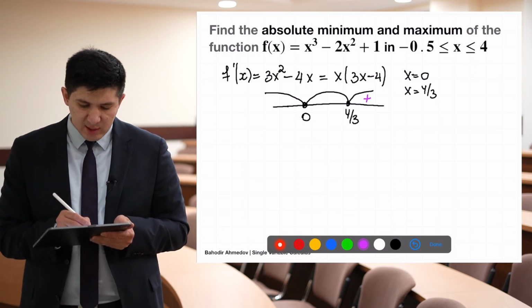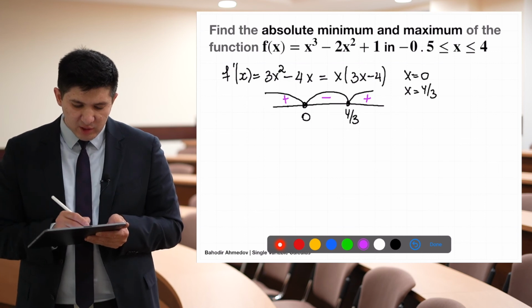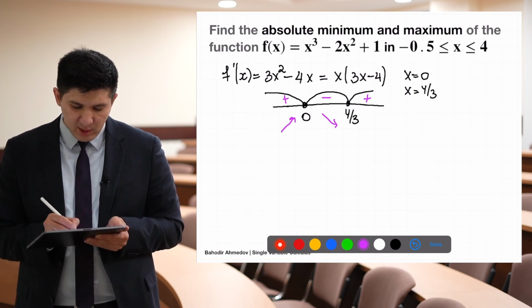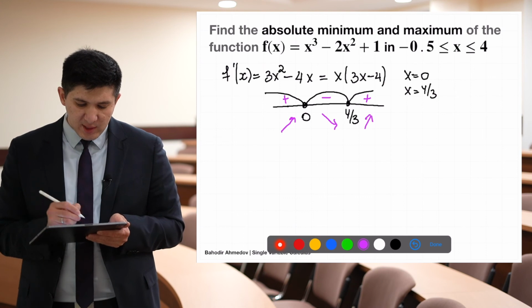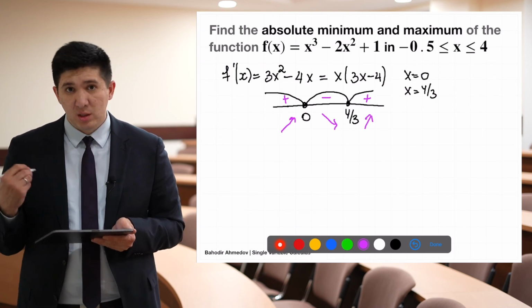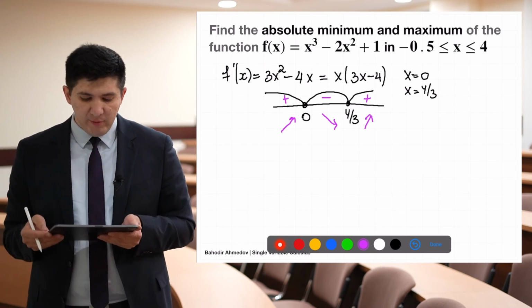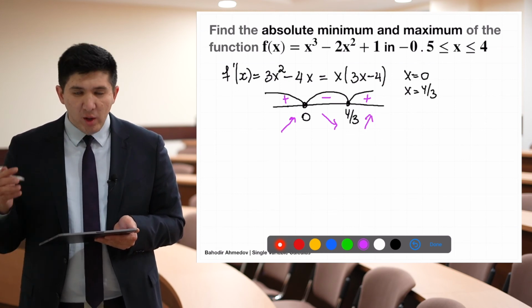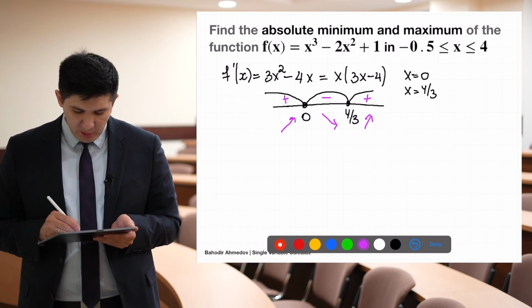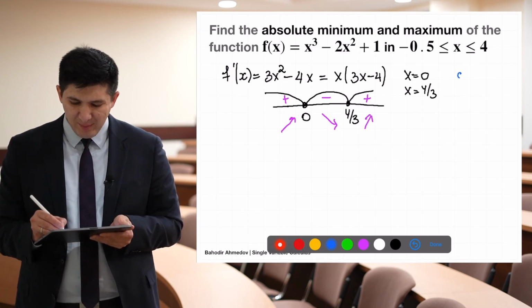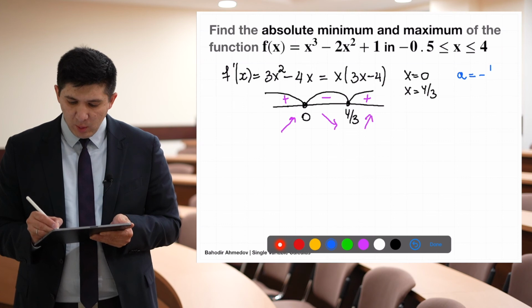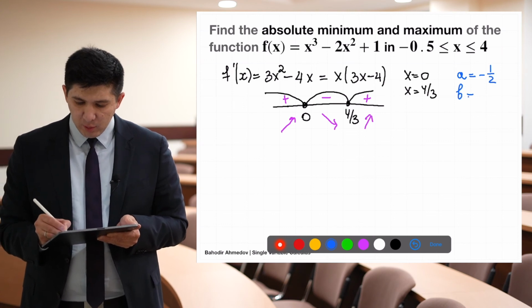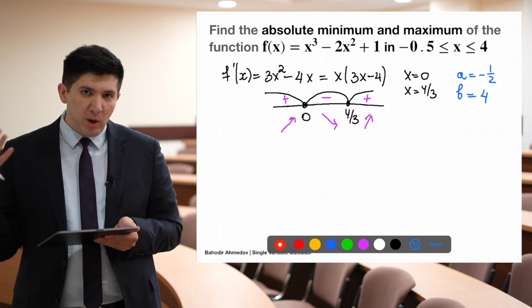That's going to be plus, minus, and plus. The function was increasing, then decreasing, and then increasing. So it means that at the point 0, the function is reaching its local maximum, and at the point 4 over 3, the function is reaching its local minimum. So we've got, again, ending points as well. Let me denote them: a is equal to minus 1 over 2, and b is equal to 4. We've got 4 points to be checked.